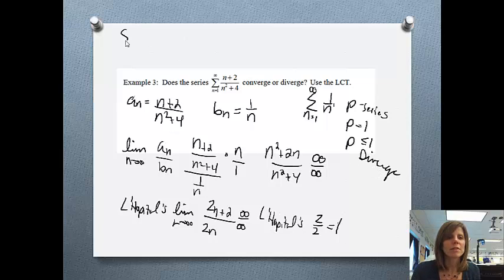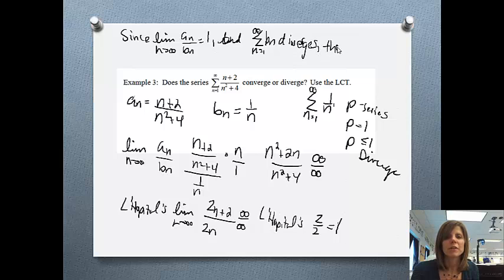So we can say, since the limit as n approaches infinity of a sub n over b sub n was equal to 1, or some number bigger than 0, and the series, our b sub n series, diverges, then the sum from n equals 1 to infinity of a sub n also diverges. So there we have it.